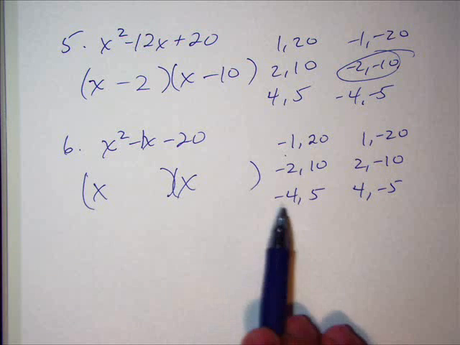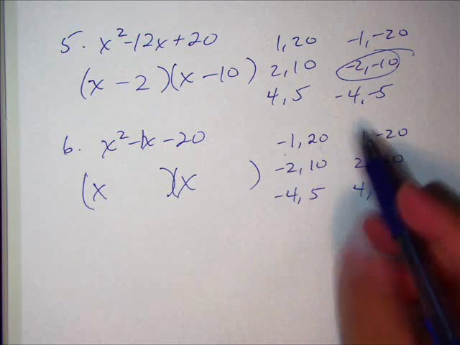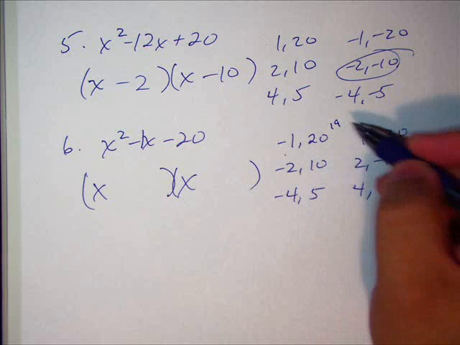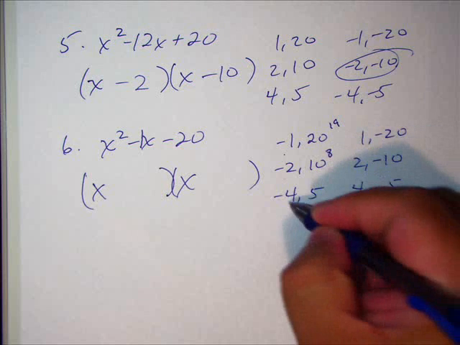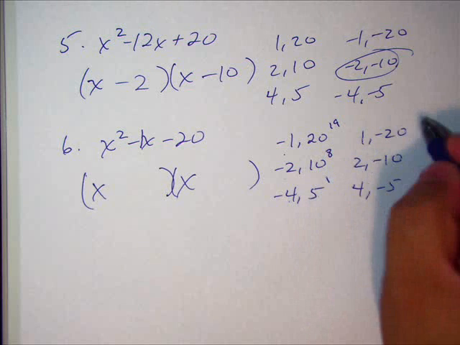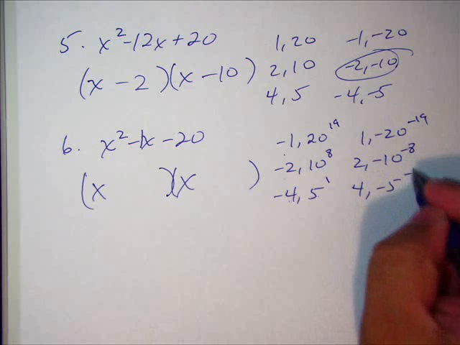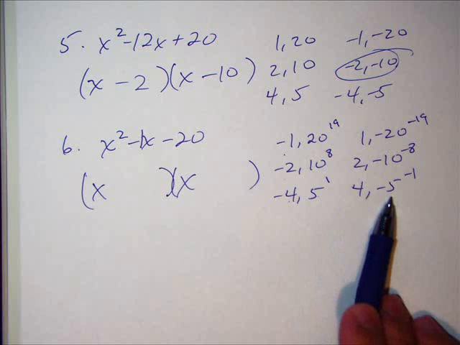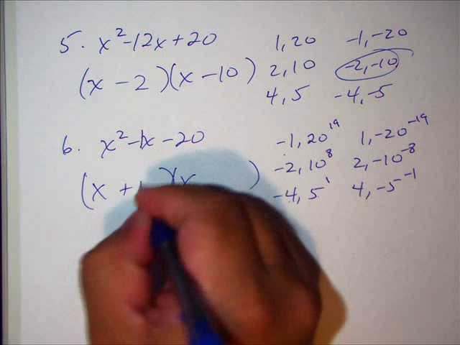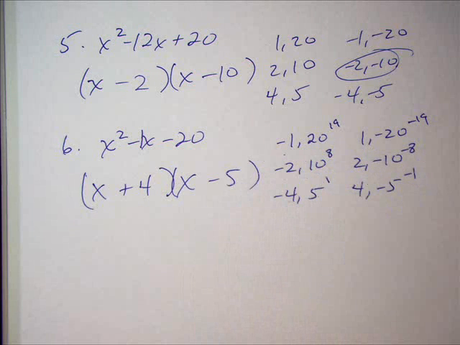Okay. Now, when I add these, negative 1 plus 20, remember this is integer addition. So negative 1 plus 20 gives me positive 19. Negative 2 positive 10 gives me positive 8. Negative 4 positive 5 gives me positive 1. And here, it's the negative versions. So this time, my answer is positive 4 and negative 5. Positive 4 means I put plus 4. Negative 5 means I put minus 5. That's it. That's number 6.